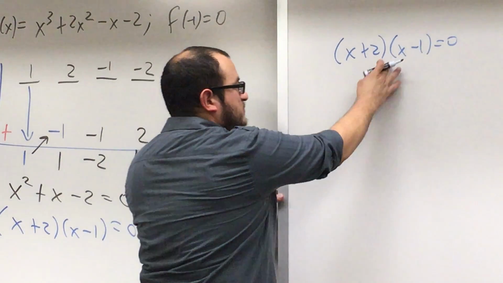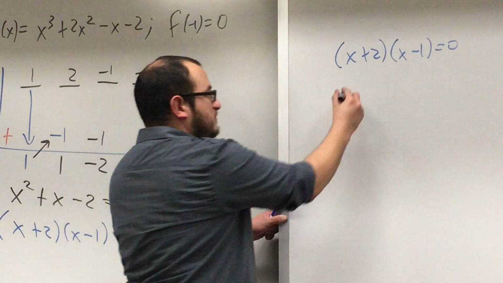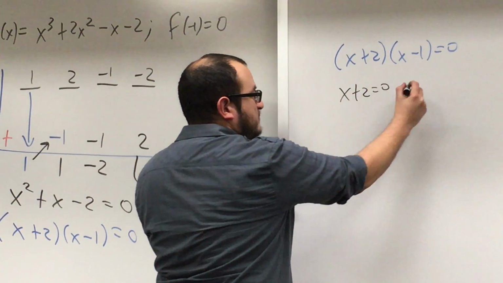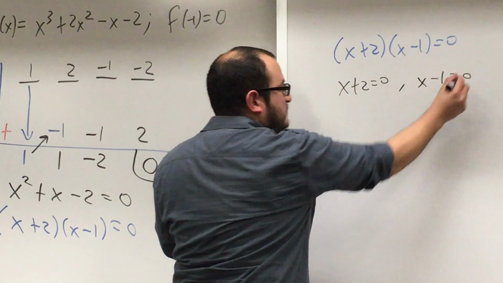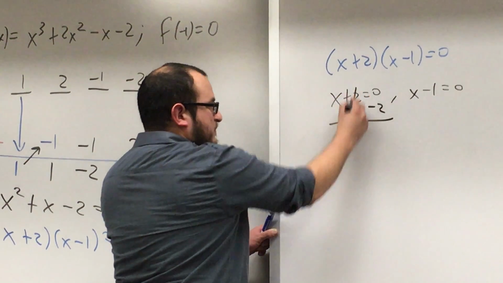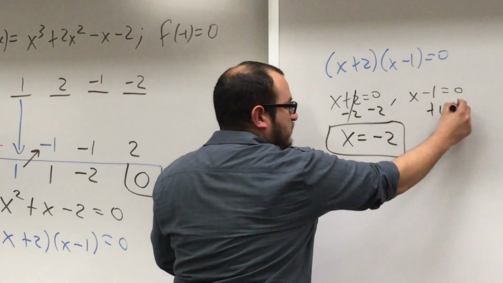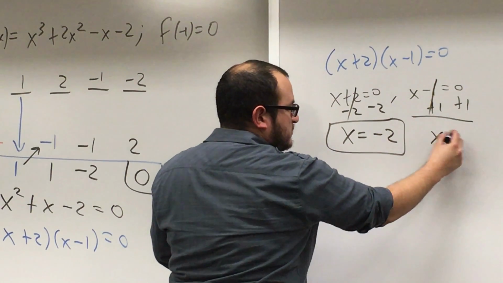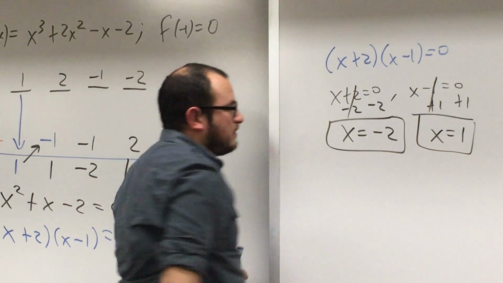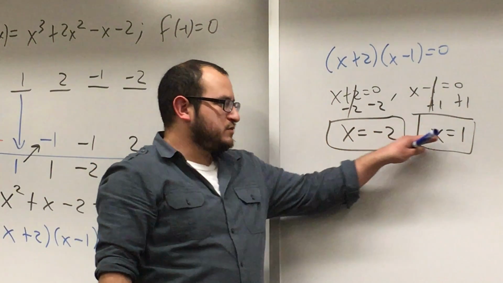So we have the zero product property, which says that x plus 2 is equal to 0, x minus 1 is equal to 0. Subtract 2, x is equal to negative 2. Add 1, x is equal to positive 1. Okay. So x is equal to negative 2, x is equal to 1.